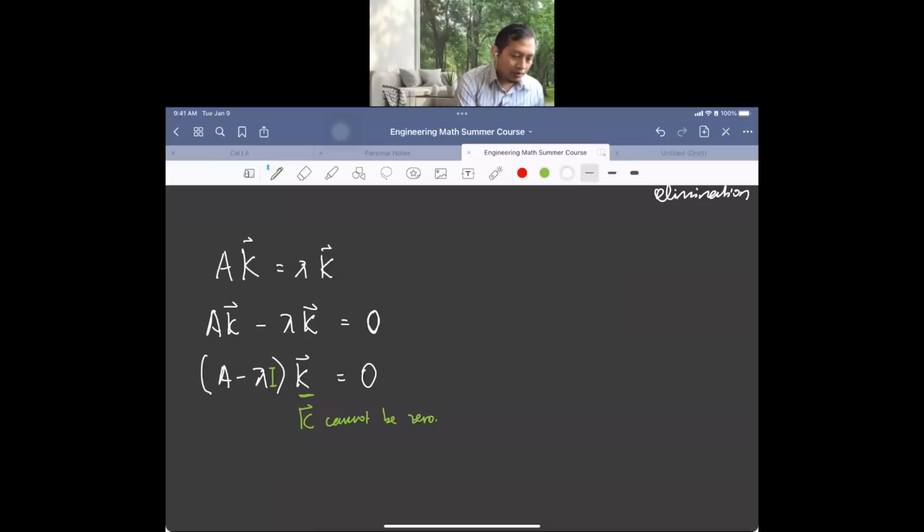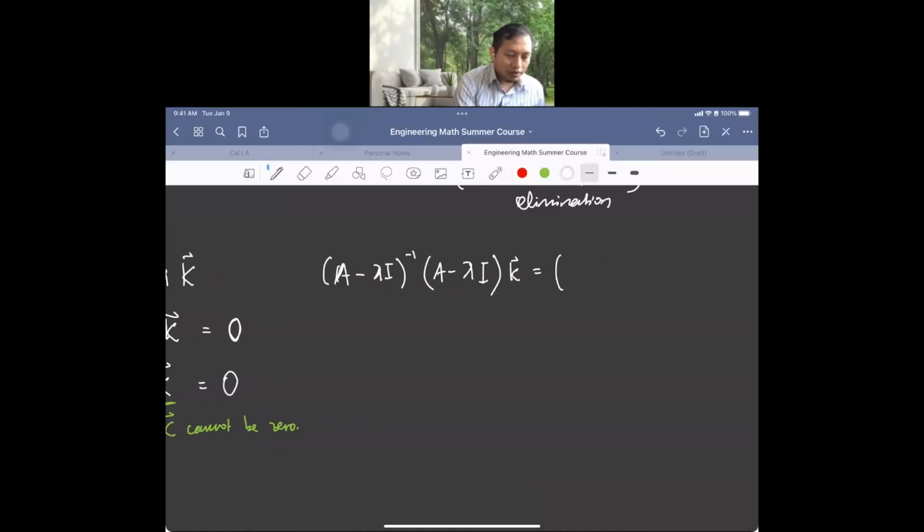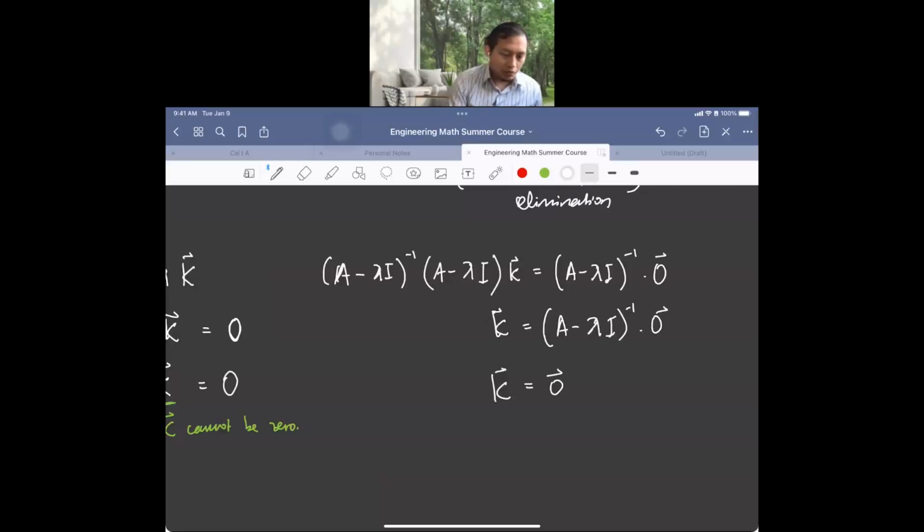Now take the inverse on the left, so A minus lambda identity inverse. If we multiply, and then we also take the inverse here and multiply with the 0 vector, we will have k is A minus lambda identity inverse times the 0 vector. So k is 0, right? But we don't want this to happen. We want to avoid this.